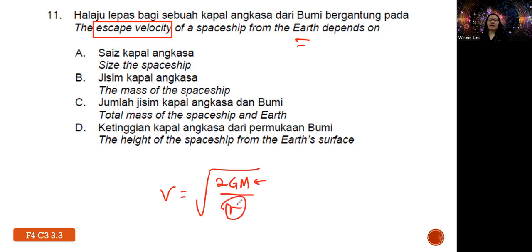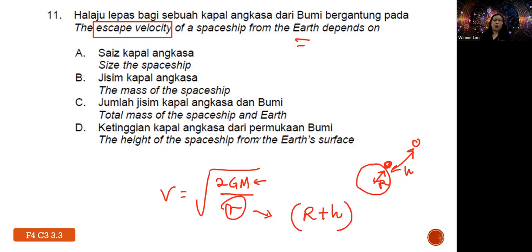Then this R depends on where your object is. If your object is on the surface of Earth, that means R is the radius of Earth itself. But if your object is further, you need to include the radius plus the height. Sometimes this R can be the radius of Earth plus the height of the spaceship or any satellite which wants to escape from the Earth. Okay, so let's look at the options.